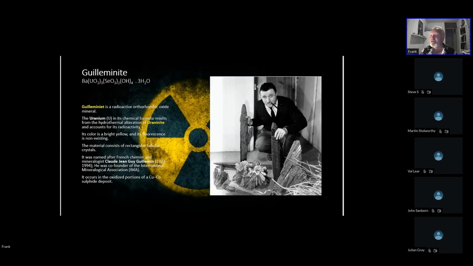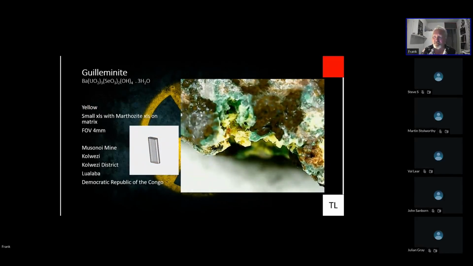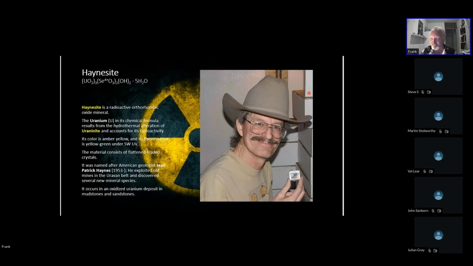Guilleminite. Guilleminite is a radioactive orthorhombic oxide mineral. And again, uranium comes from alteration of hydrothermal uraninite. Color is a bright yellow, and its fluorescence is non-existent. The material consists of rectangular tabular crystals, and it was named after French chemist and mineralogist Claude-Jean Guillemin, and he was co-founder of the International Mineralogical Association. Fun fact. It occurs in the oxidized portion of copper-cobalt sulfide deposits.